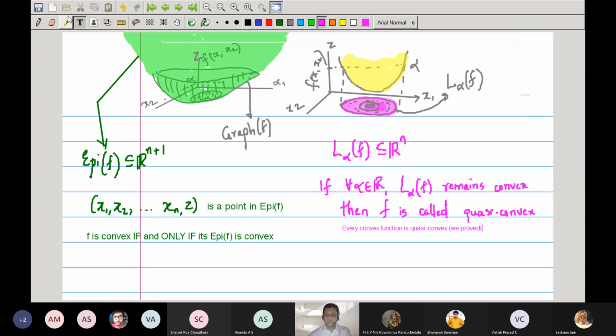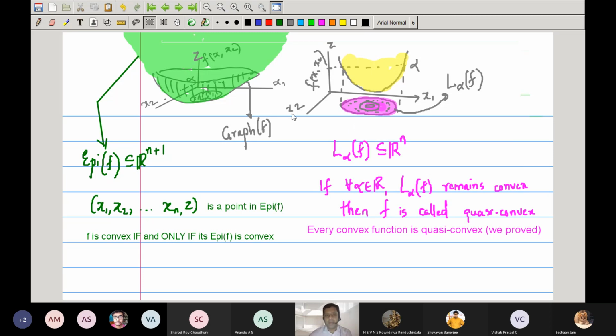Now what we want to prove is that not only is the epigraph for a convex function convex, but if the epigraph is convex, then the function must be convex. That is the additional claim we are making. So is this picture clear?